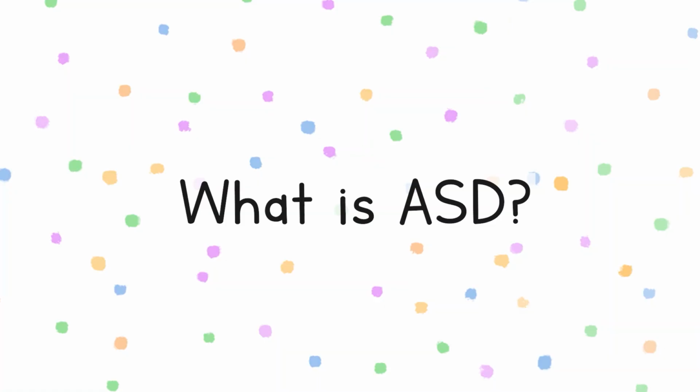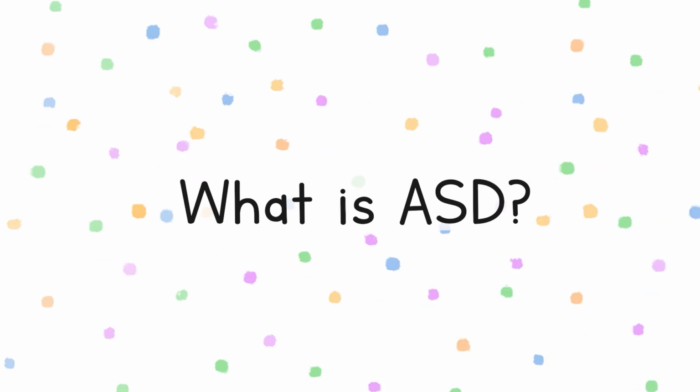Autism spectrum disorder, or ASD, of course affects adults, older children, younger children, but today we are just going to focus on younger children, kind of from birth to age 5 or 6. So what is autism spectrum disorder?